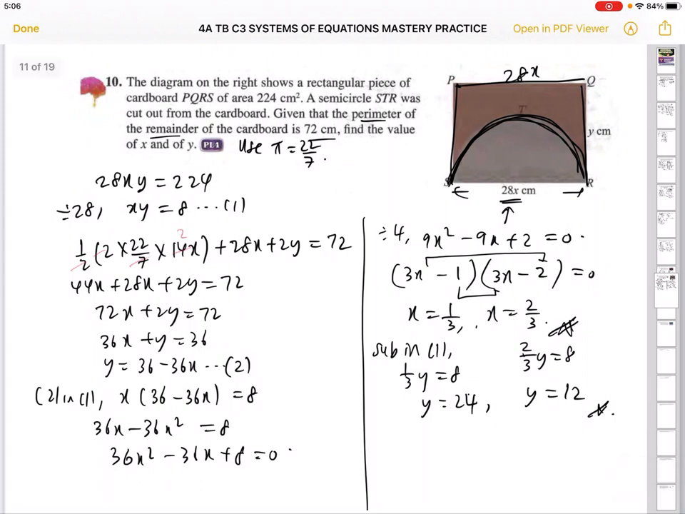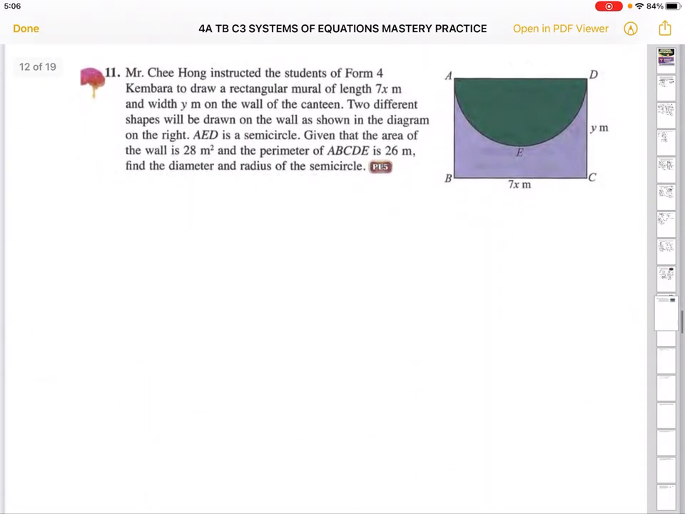Mr. Chihong instructed the students of Form 4 Kembara to draw a rectangular mural, length 7x and width y meter, on the wall of the canteen. Two different shapes are to be drawn on the wall, as shown in the diagram. AED is a semicircle, and the area of the wall is 28. The perimeter of ABCDE is 26. ABCDE is this part.